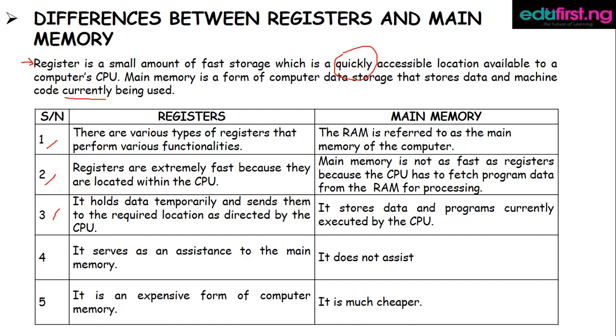The registers hold data temporarily and send them to the required location as directed by the CPU, while the main memory stores data and programs currently executed by the CPU. Registers serve as an assistance to the main memory, while the main memory does not assist. Registers are an expensive form of computer memory. Main memories are quite cheaper.